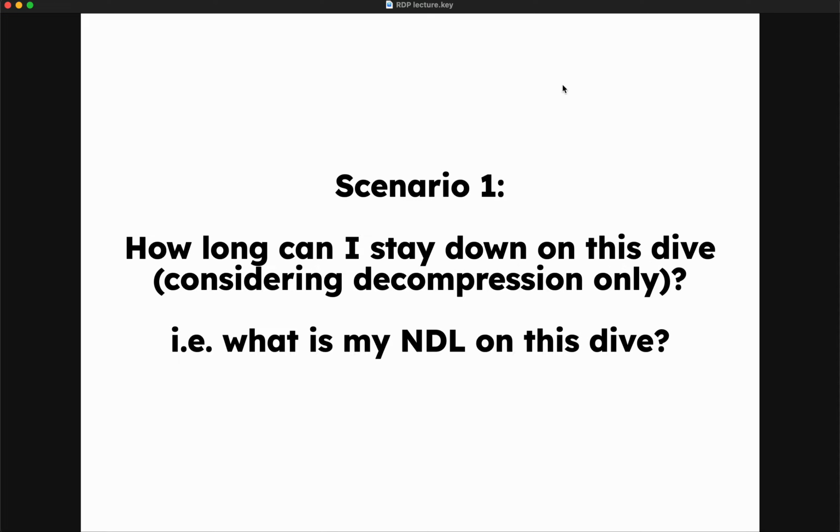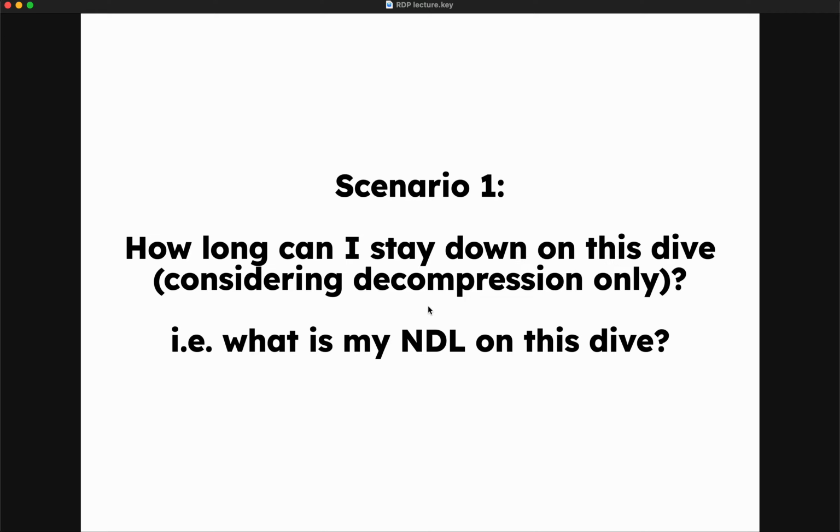So here's one common scenario that you might have. How long can I stay down on this dive that I want to go on, considering decompression only? This is important because there are other limitations to how long we can stay down. Gas supply is a very important one. These dive tables do not account for gas supply in any way, so make sure that you are planning that separately.